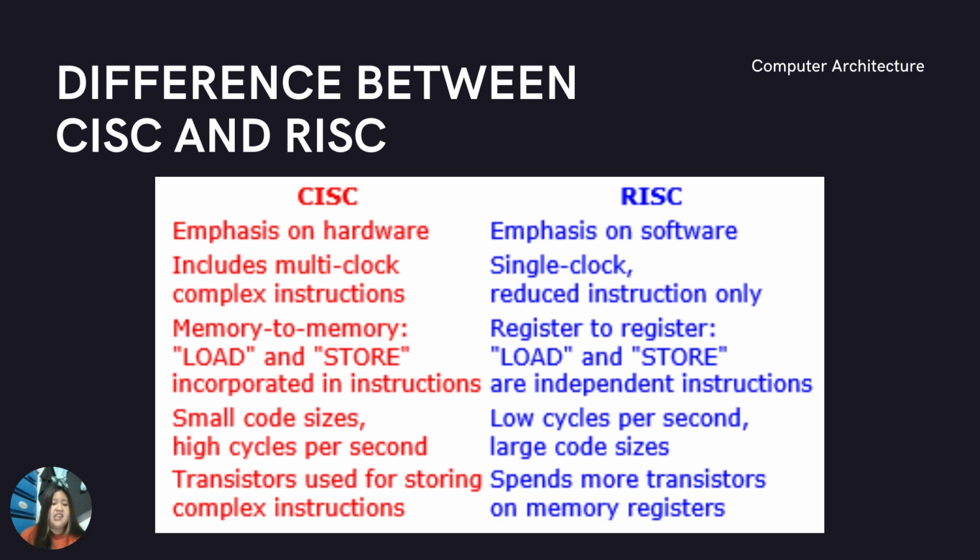And for the CISC, small code size, highly cycle per second. While different from RISC, it has a low cycle per second and has a large code sizes. And lastly, for the CISC, transistors used for storing complex instructions, and while the RISC spends more transistors on memory registers. So it is pretty obvious that they are very different from each other.